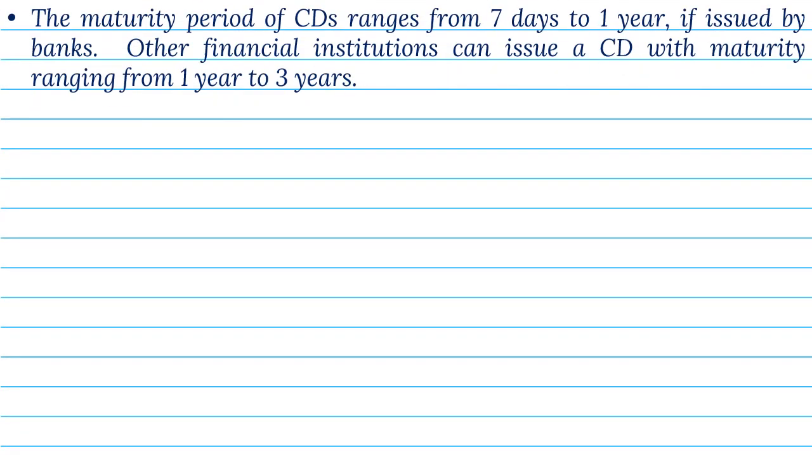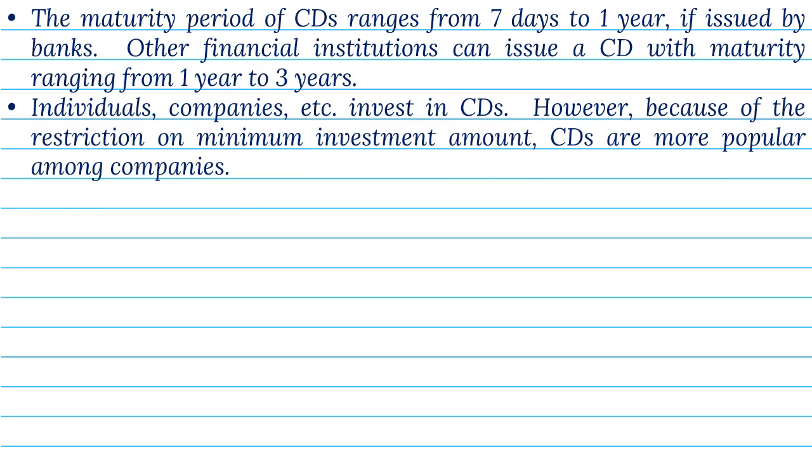The maturity period of CDs ranges from 7 days to 1 year if issued by banks. Other financial institutions can issue a CD with maturity ranging from 1 year to 3 years. Individuals, companies, etc. invest in CDs. However, because of the restriction on minimum investment amount, CDs are more popular among companies.